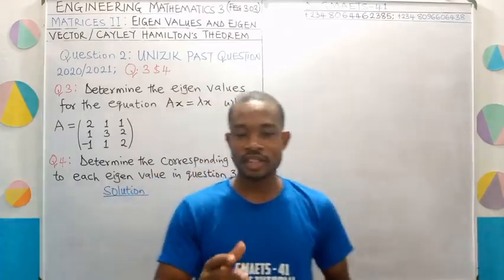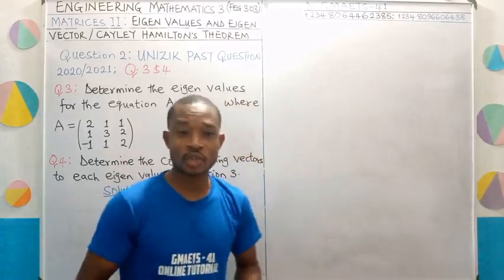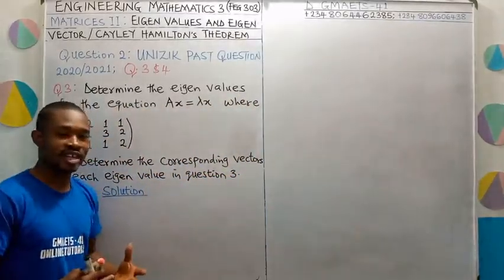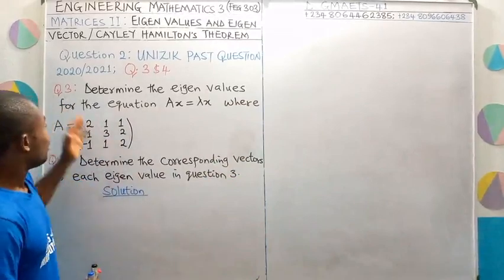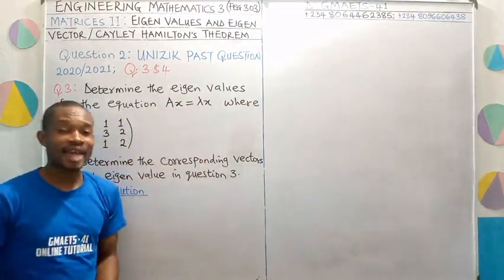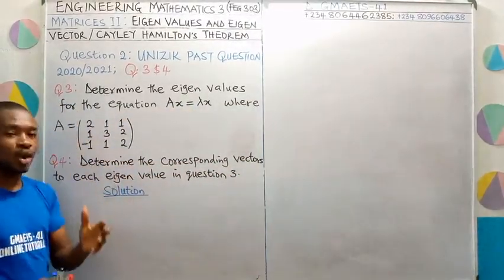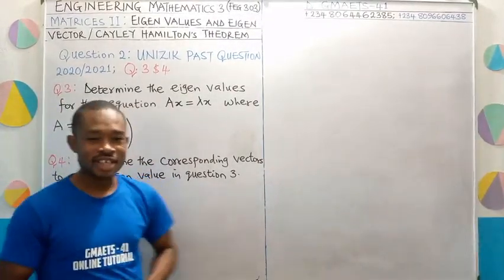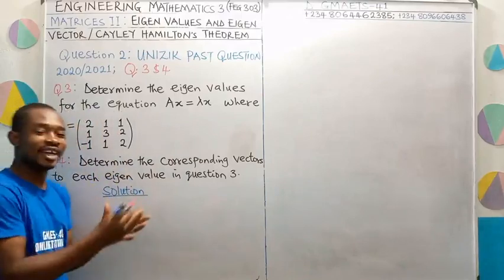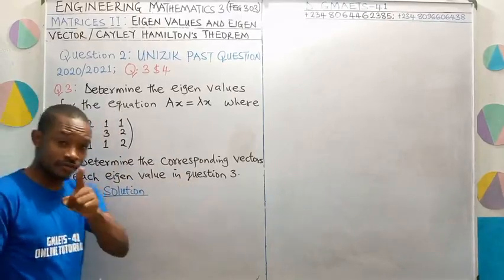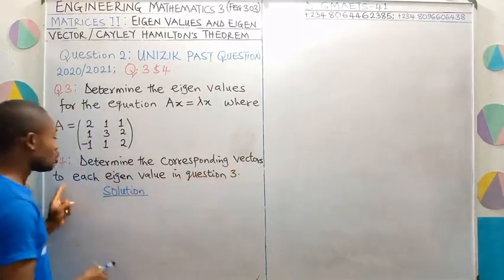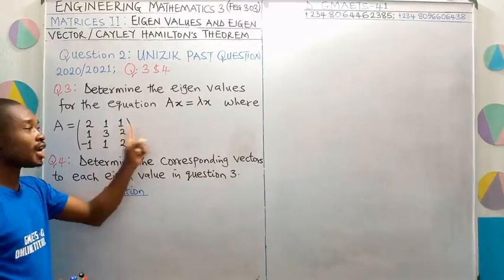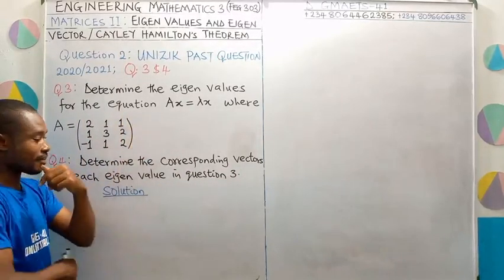We are now presented with a 3 by 3 square matrix, and it is expected that we determine the eigenvalues for the equation Ax equal to lambda x, where A is the matrix 2, 1, 1, 1, 3, 2, minus 1, 1, 2. And of course, in the next part of the question, we are expected to obtain the corresponding vectors, of course, eigenvectors, to each eigenvalue that we will obtain from this question number 3 here.